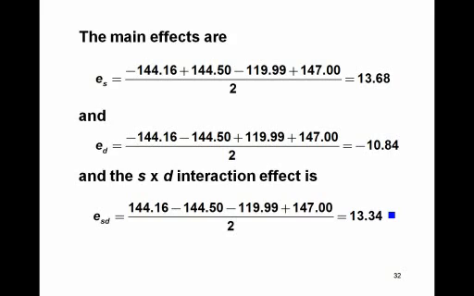If we go down now and compute the S cross D interaction effect, we get $13.34. The fact that it's non-zero says we have an interaction, which means that we cannot really interpret the main effects literally. More discussion is necessary.